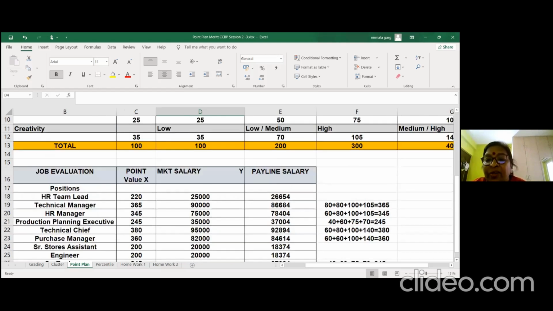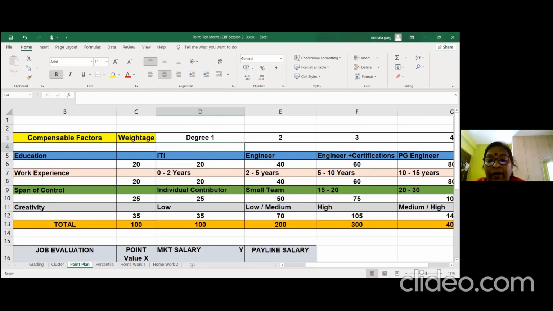Here you can actually apportion, saying that, hey, I need an engineer, so 40 points. Then I need work experience of 0 to 2 years, so 20 points. Well, he is an individual contributor, so 25. But then he needs a higher level of creativity, so 70. So I'm saying crisscross here, here, here. Got it?